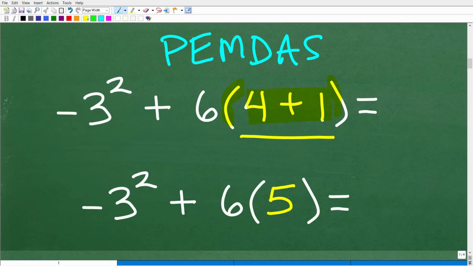PEMDAS. We just took care of our parentheses. There are no more parentheses. Now, some of you always say, hey, there are parentheses here. Well, there's nothing to do inside of them, right? We don't have any math, any operations to do. So this simply just means 6 times 5 at this point, okay?